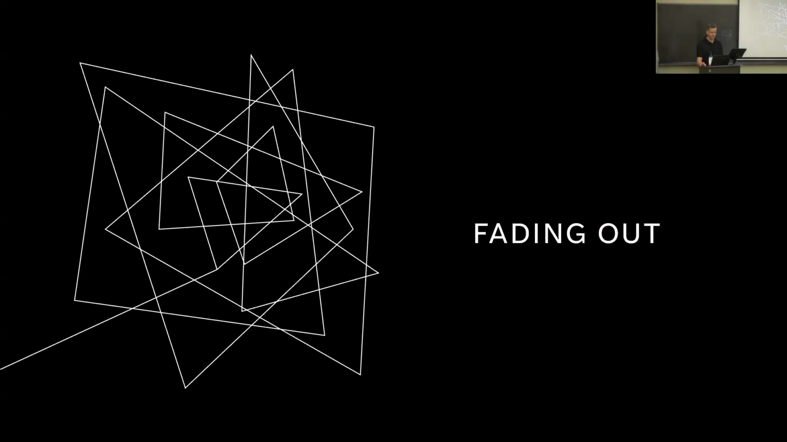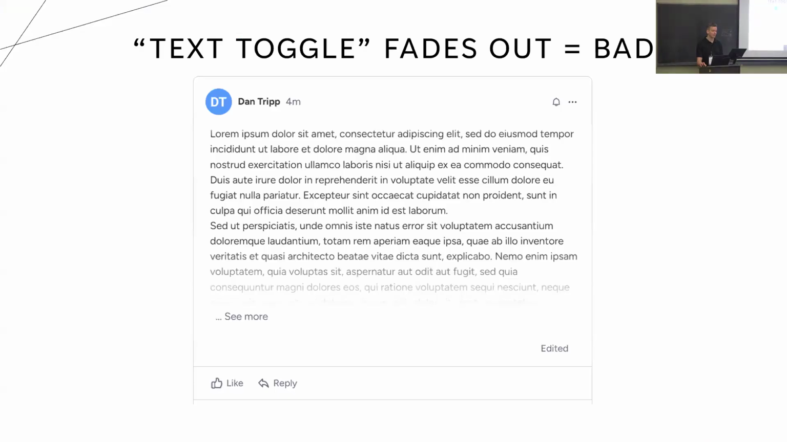It brings us to concrete advice. Fading out is a design technique that is used in all kinds of ways, and most of the time, it's not very automated checker friendly. On this slide, we have what some people call a text toggle or an expandable text toggle. This screenshot is from monday.com, and it has a paragraph of text, and then the last 3 lines or so are fading out. And then you have a button that says see more.